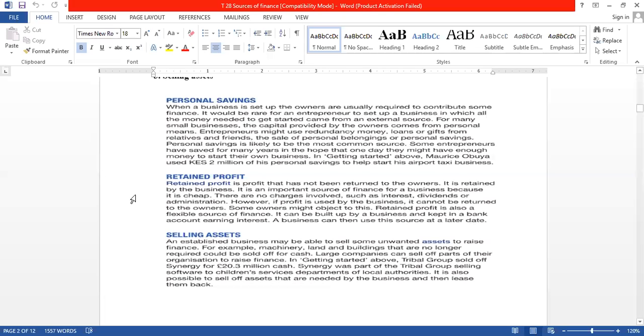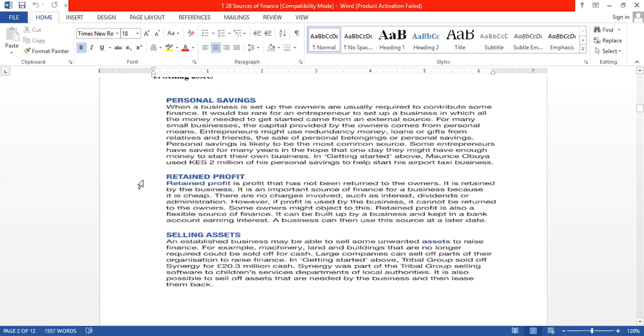The second most important internal source is retained profit. Retained profit has actually been tested many times in exams. Sometimes this kind of question can become a 9-mark question: justify which option is the best. Retained profits or bank loans. Retained profits or selling assets. Retained profit or personal savings. Retained profits or mortgage loan. Retained profits or share capital.